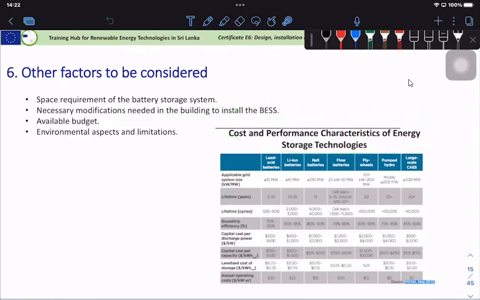Okay, so this is a cost and performance characteristics of energy storage technologies. You can refer to this table; the source is IRENA, and you can refer to that source also for this chart. You can see different types of batteries are given here, and for which capacities we can use both systems, and all those details are given here, lifetime. So this chart can be also used for deciding on which storage system you are going to use.